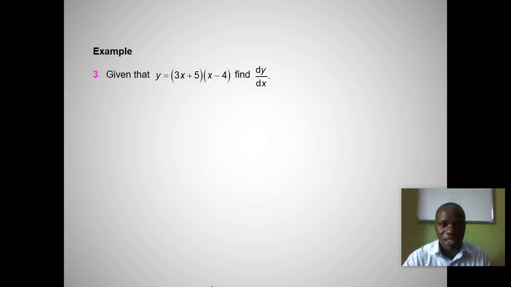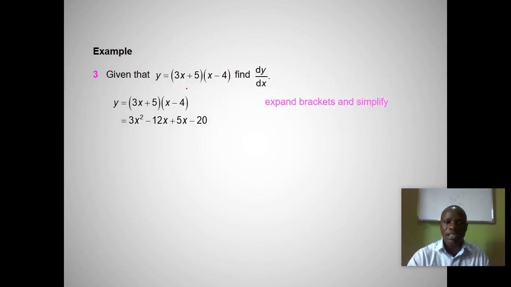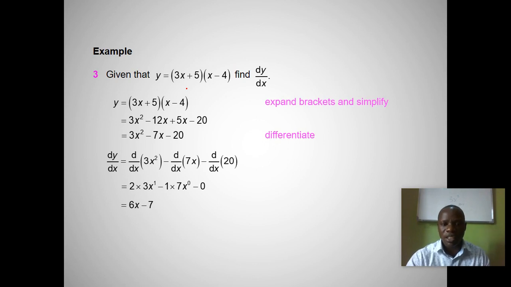So we talked about this. What if we have brackets or something that needs simplification first? First, we are supposed to expand this double bracket and then come up with a quadratic, then differentiate, and after that we have that as the answer, 6x minus 7.